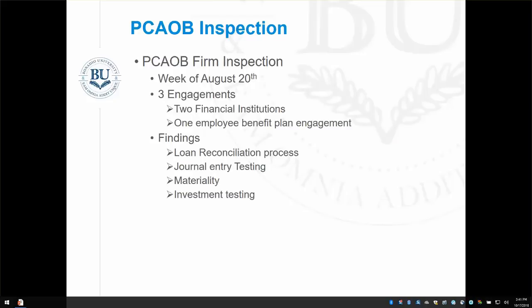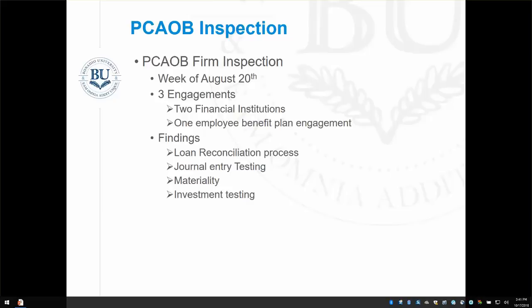From a firm perspective, during the week of August 20th, we had an on-site review this year, which was new for us. Generally, the PCAOB inspection has been remote. This year was different. We had 3 individuals on-site, as well as 1 individual off-site, and they looked at all of our work papers. As part of that review, 3 engagements were selected, 2 of them financial institutions and 1 an employee benefit plan engagement.